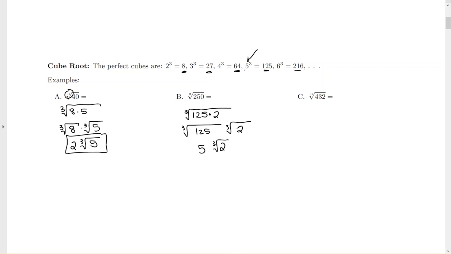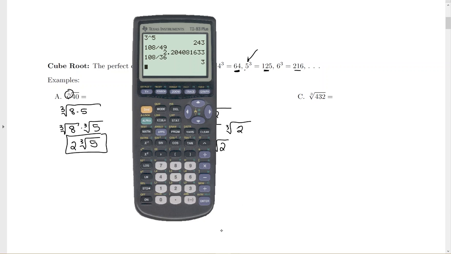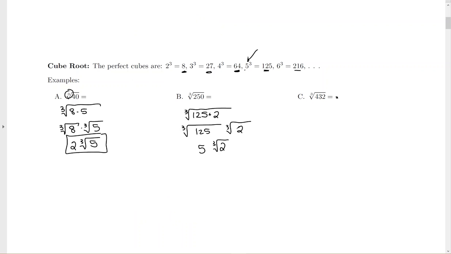For the last one, 432 looks pretty big, but again, use your calculator if you're not sure what you're doing here. 432 divided by, and then just start big, 216. And it worked. So 216, cube root of 216 times 2. Cube root of 216 times cube root of 2, and then the cube root of 216. 216 was a perfect cube, so that answer is just 6, cube root of 2.